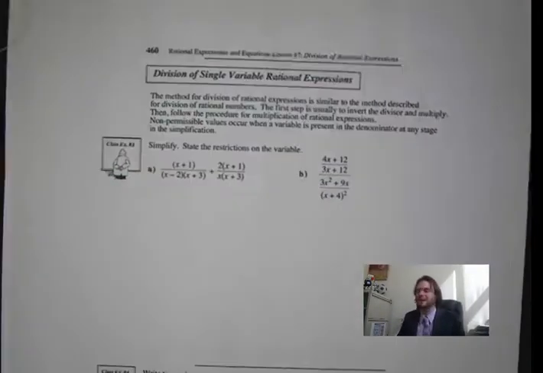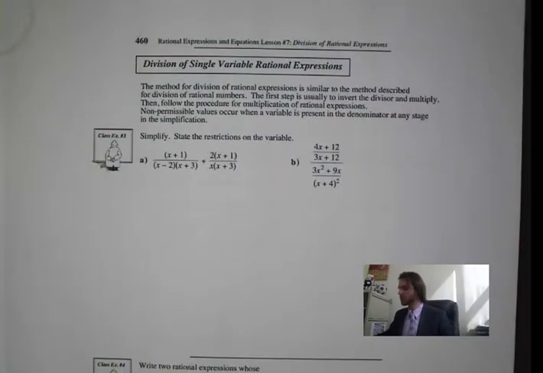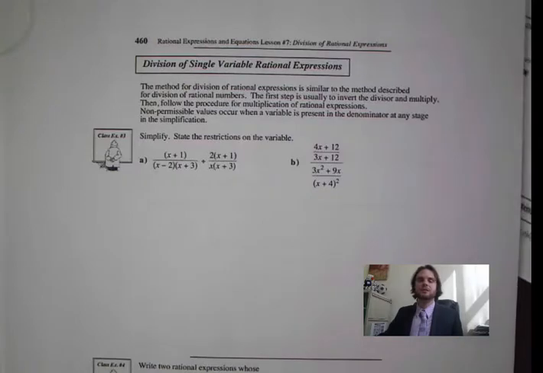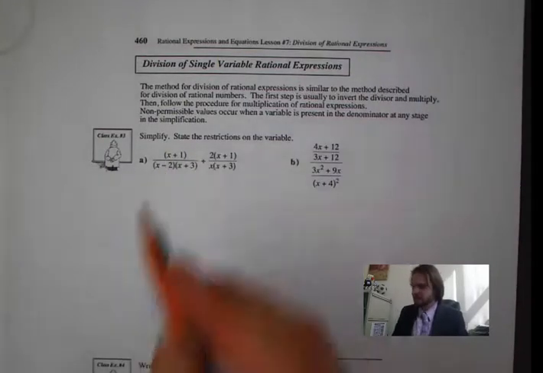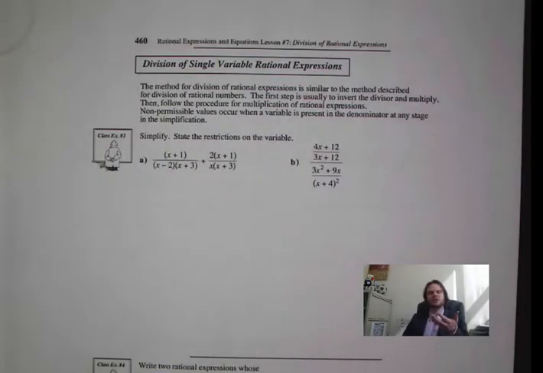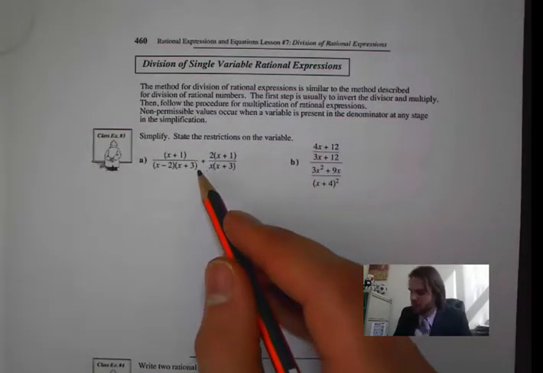All right? Okay, let's take a look at example 3. It says, state the restrictions. So first we have to simplify, and then we're going to state the restrictions. So let's take a look at this first one. Should we state the restrictions or simplify first? Non-permissible values are most important. So let's put all non-permissible values.